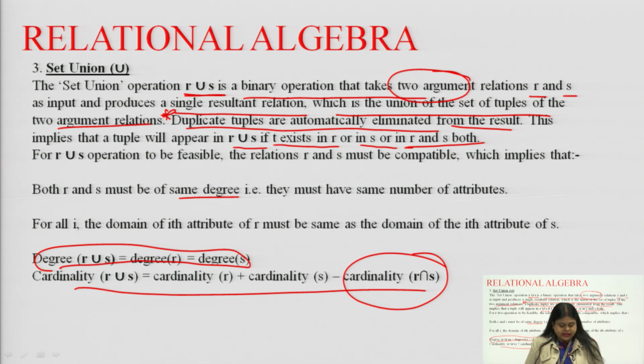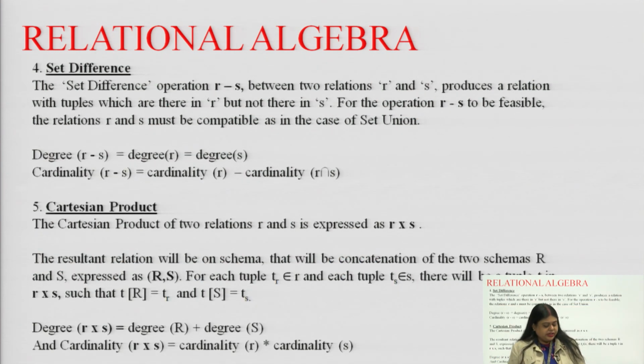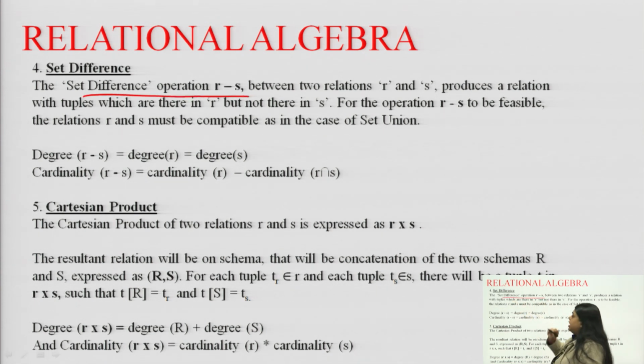Moving quickly to the next set. We have the set difference. Set difference is basically a particular tuple which is there in R, but it is not there in S. So, we are going to find the difference between these two relations. It says that the set difference operation R minus S between two relations R and S produces a relation with tuples which are there in R, but not there in S.